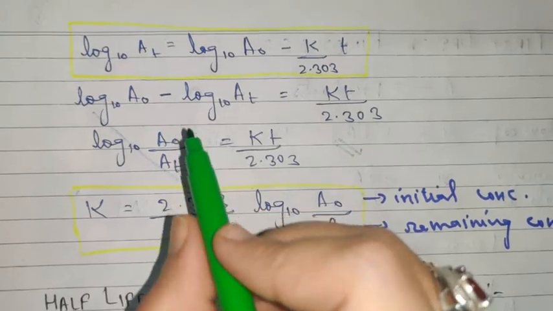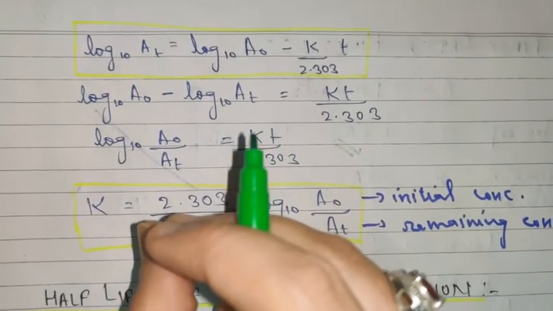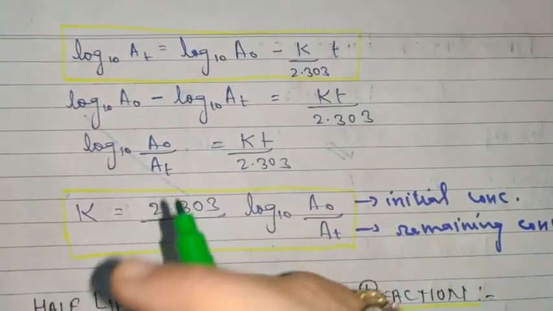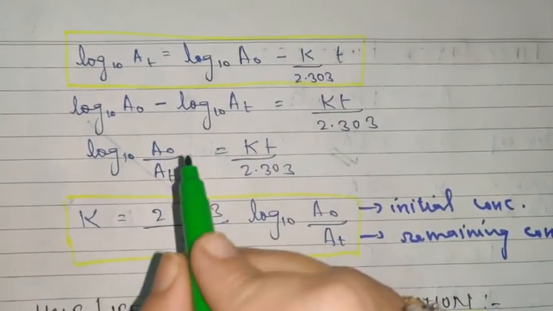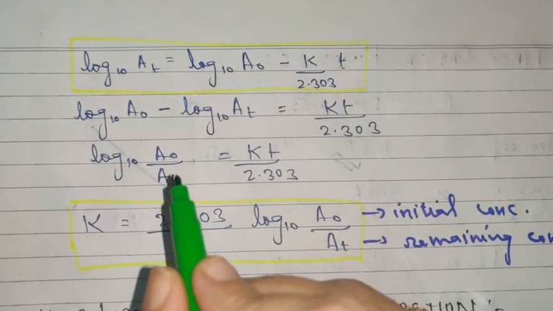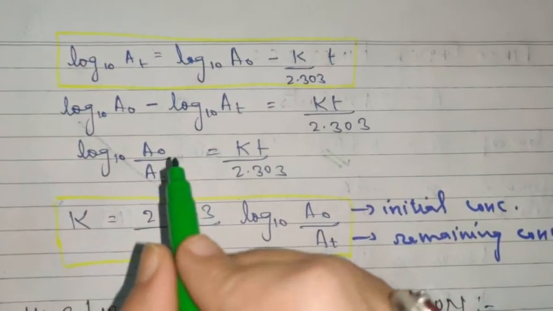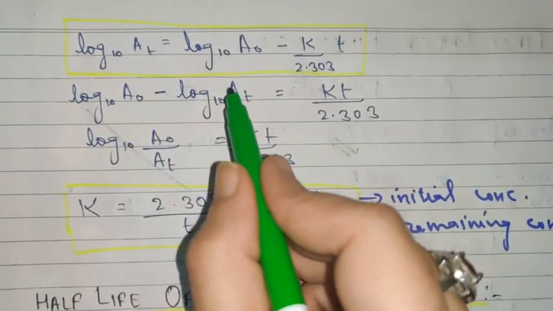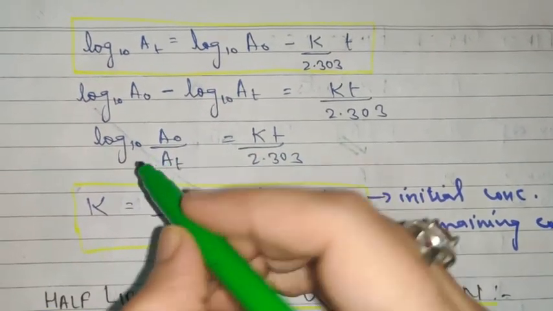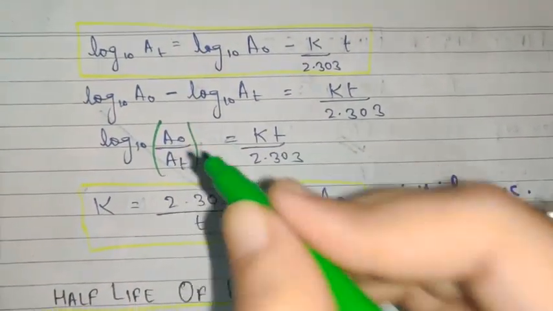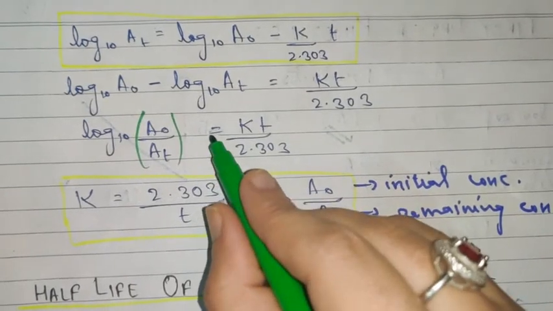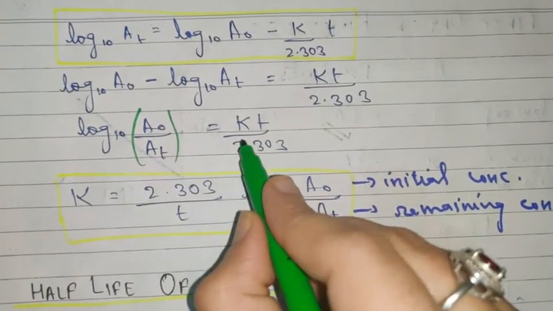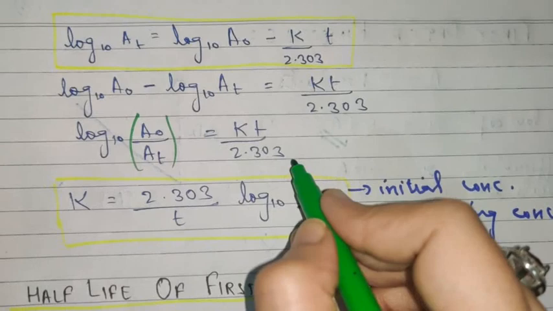There are only simple basic concepts that you should know about log, which most of you must have done in class 11, because this was taught by the teacher in class 11. So this is a very simple concept. Whenever you see the log in minus form, it gets modified into this form, and it can be written as log a naught upon [A]t is equal to kt upon 2.303.